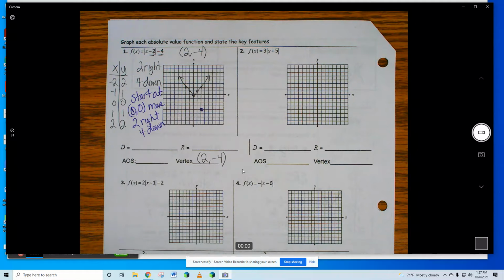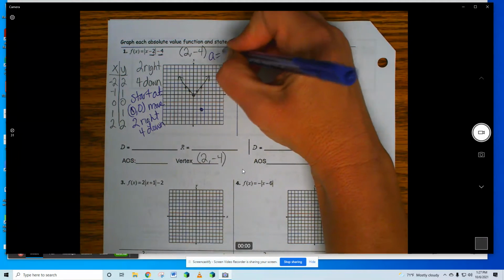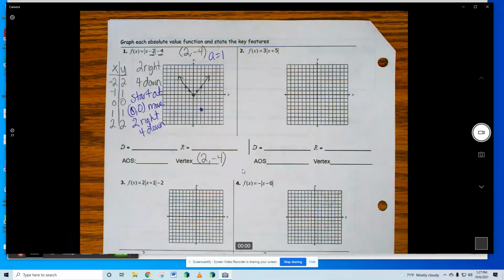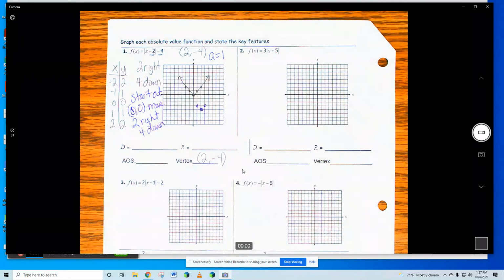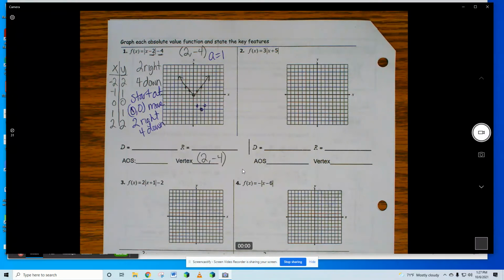My shape is going to stay the same because A is 1. A equals 1, so I'm going to do this. Let me show you how this works. Look at the board. I started at my vertex. I go 1 in either direction and 1 up. And I make dots. Over 1, up 1, both directions. Then I go from my vertex 2 in either direction and 2 up.